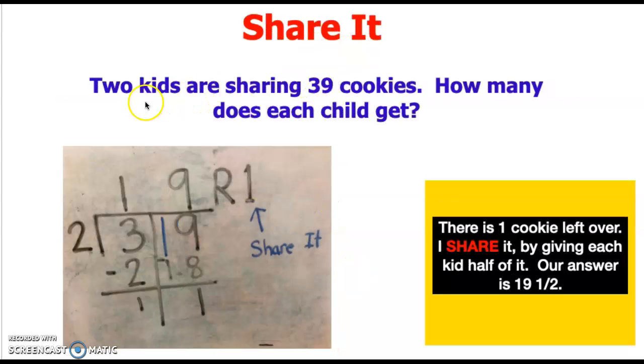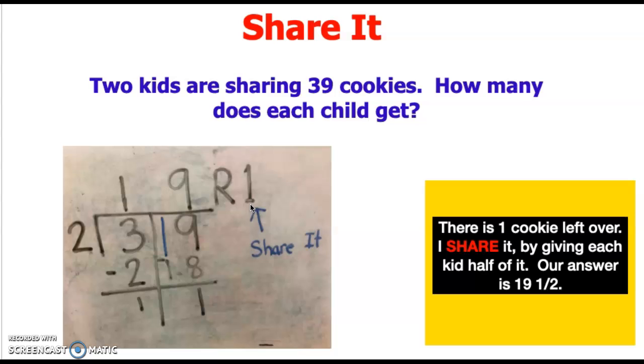Share it. 2 kids are sharing 39 cookies. How many does each child get? Again, I have my problem set up. 39 divided by 2, using column division. My answer is 19, remainder 1.